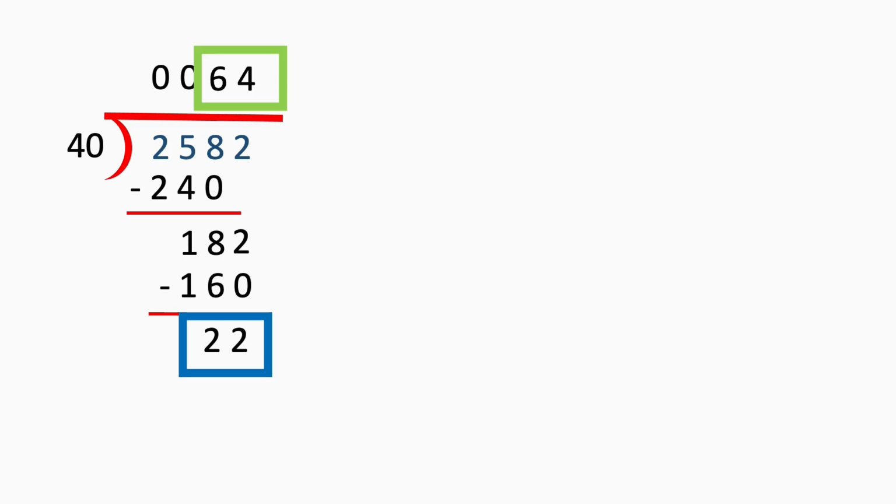Do you remember that we used to do the reverse operation to test the correctness of the calculation? Here, for a test, we need to multiply the divisor by the quotient and add it to the remainder to get the dividend. So, 64 times 40 plus 22 equals 2,582.